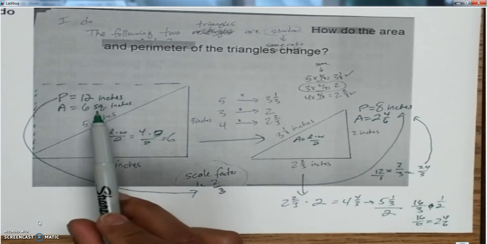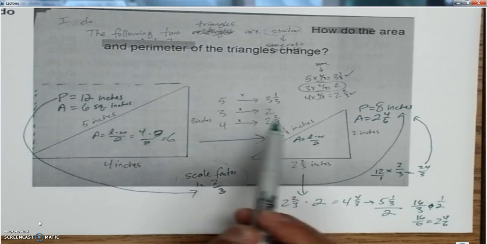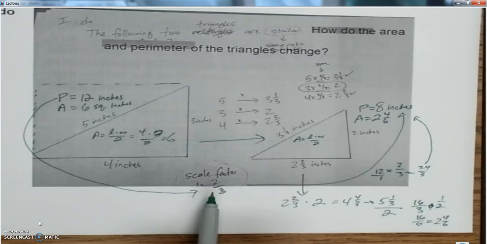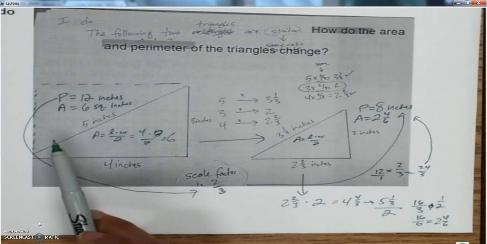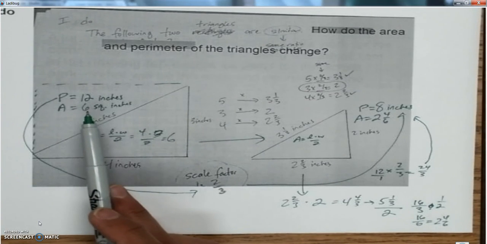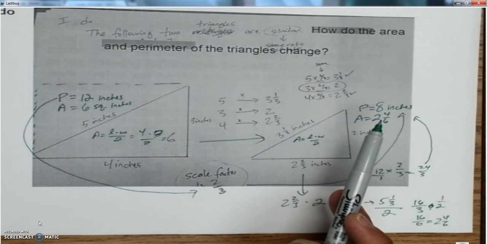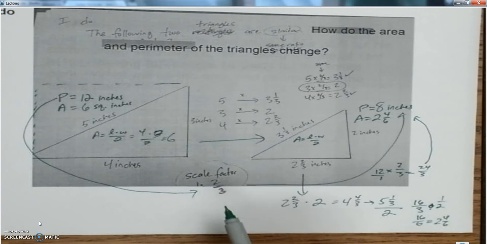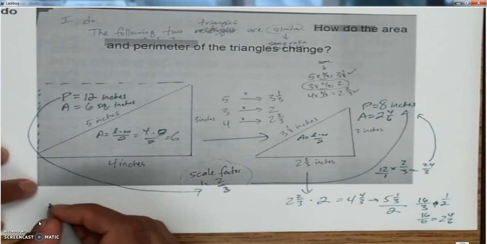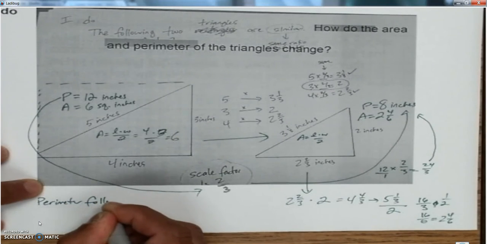That is not 2/3 of 6. So I didn't follow my scale factor here. My area changed by a different amount. 2/3 of 6 is 4, and my area was actually quite a bit smaller than 4 after I scaled it down. So what I want you to know: perimeter follows the scale factor.